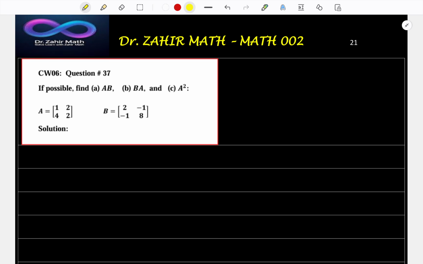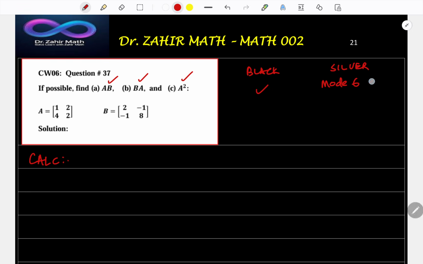Next is: if possible, find AB and BA and A squared. So we are going to multiply AB, multiply BA, and multiply A two times. Let's do it first in the calculator. I told you there is a black calculator and a silver calculator. In the black calculator, you process whatever I did now. But in the silver calculator, there is one small step you have to do. What is the step? Step number 2: press mode, then press 6. When you press mode 6, you press number 1 directly.